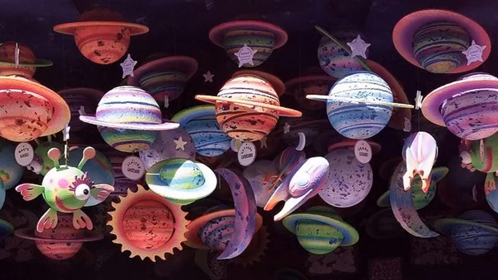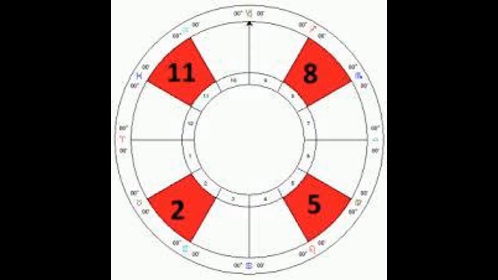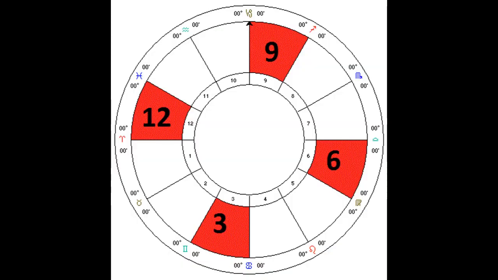I remind you that angular houses are the 1st, the 4th, the 7th and the 10th house. And from these, the 10th house is the most powerful. Succedent houses are the 2nd, the 11th, the 8th and the 5th house. From these houses, the 11th house is the most powerful. Cadent houses are the 3rd, the 6th, the 9th and the 12th. From these, the 9th house is the most powerful.